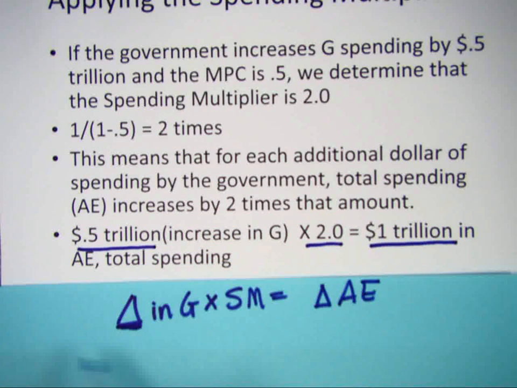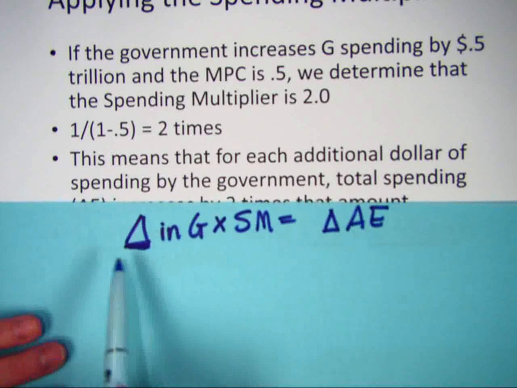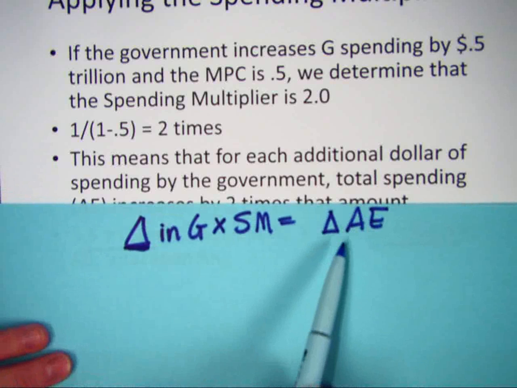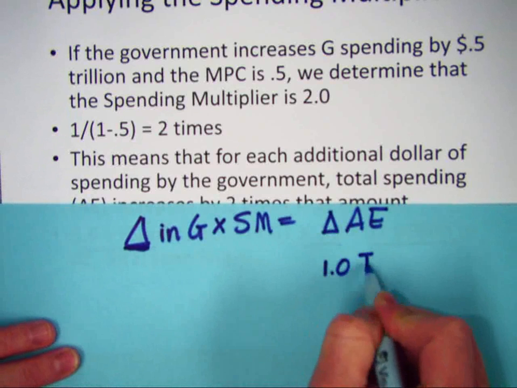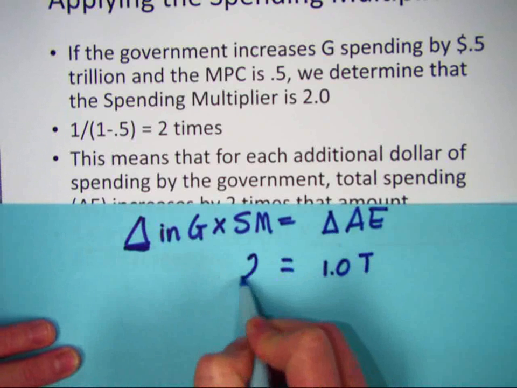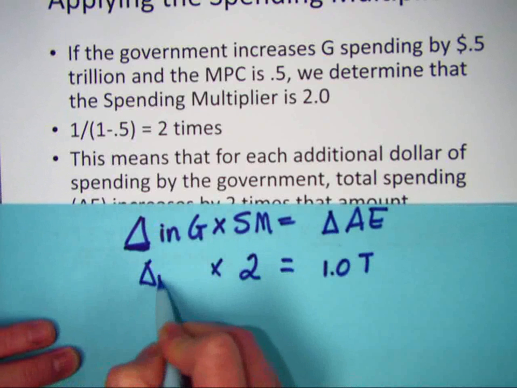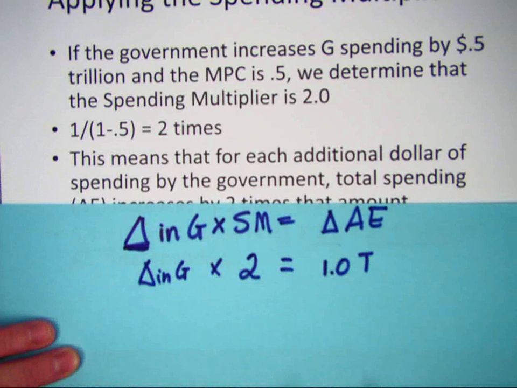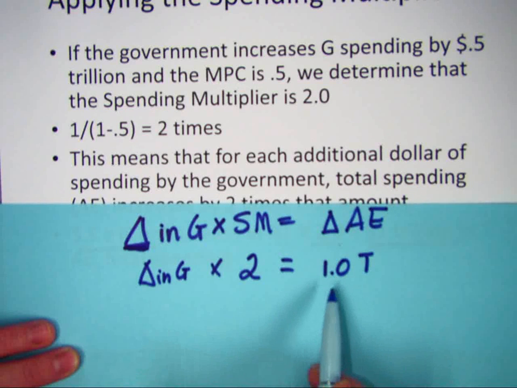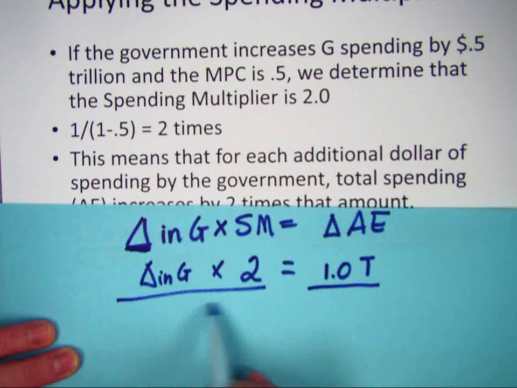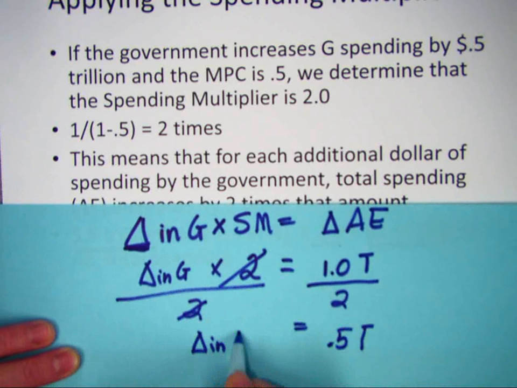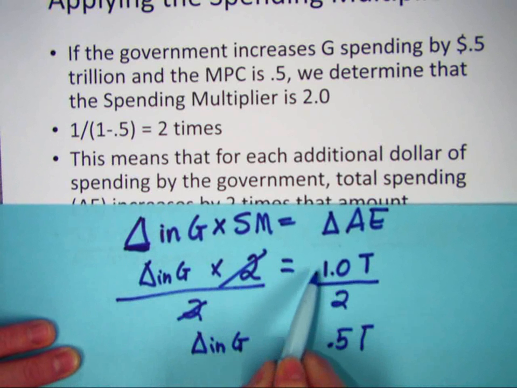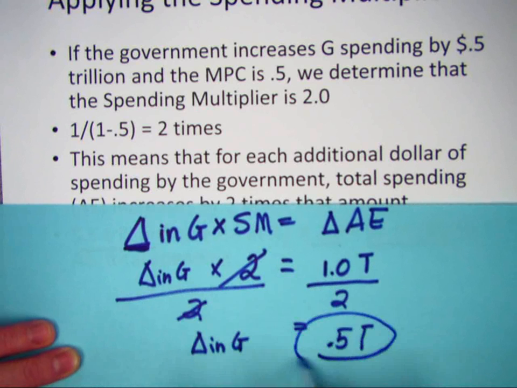Now we can use this same thing to solve for the change in government spending. If we know that in order to be at full employment, aggregate expenditures needs to increase by 1 trillion, and we know that the spending multiplier is 2, we can very easily solve for the change in government spending necessary to accommodate this. All we need to do is divide both sides by 2. And we get 0.5 trillion over here. And we see the change in government spending necessary to achieve that $1 trillion increase in expenditures is 0.5 trillion.